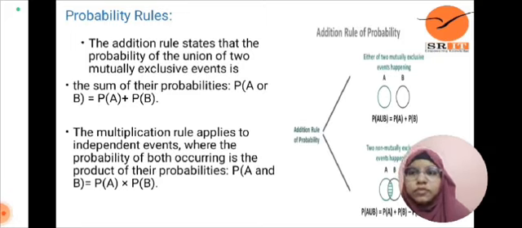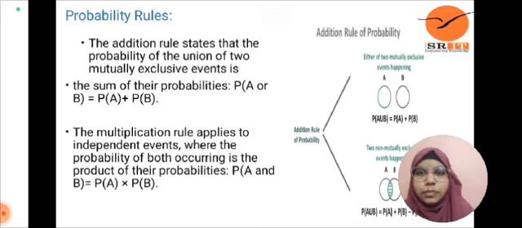Next, probability rules. We have two probability rules, addition rule and multiplication rule. First, addition rule. It states that the probability of union of two mutually exclusive events is the sum of their probabilities. That is, P of A or B equals P of A plus P of B. Next rule is multiplication rule. It applies to independent events where the probability of both occurring is the product of their probabilities. P of A and B equals P of A into P of B. Addition rule of probability, you can see in this diagram.